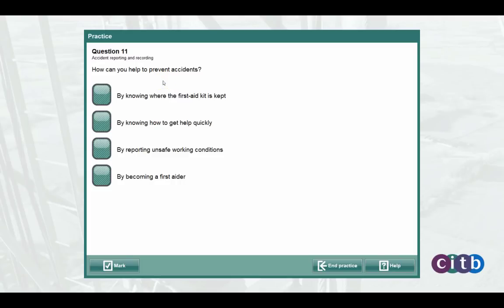How can you help to prevent accidents? By knowing where the first aid kit is kept. By knowing how to get help quickly. By reporting unsafe working conditions. By becoming a first aider.